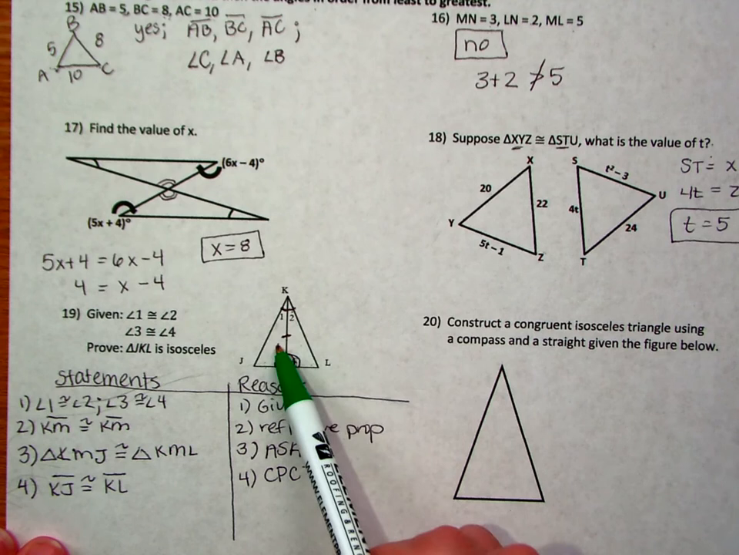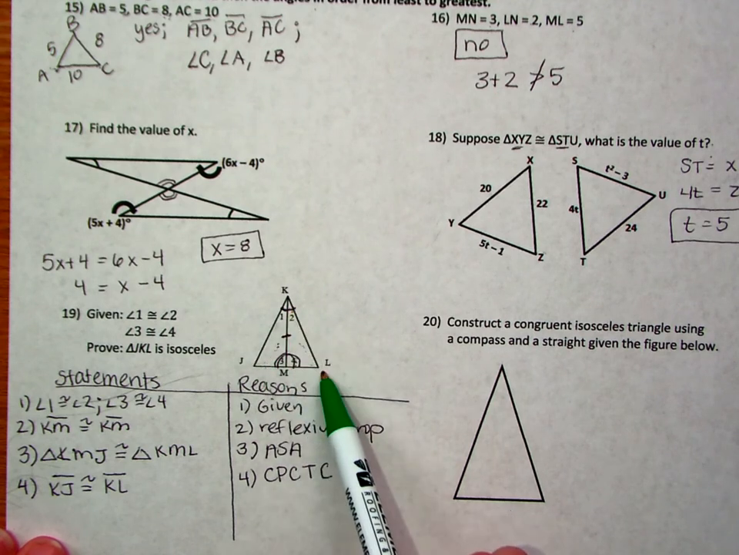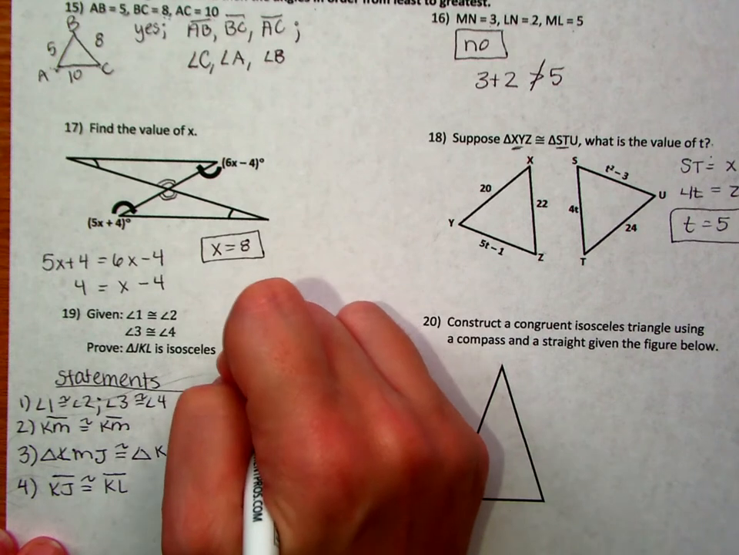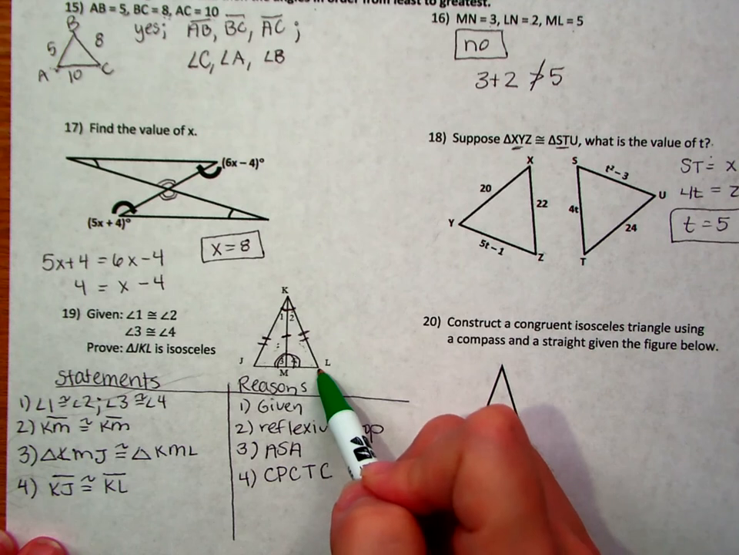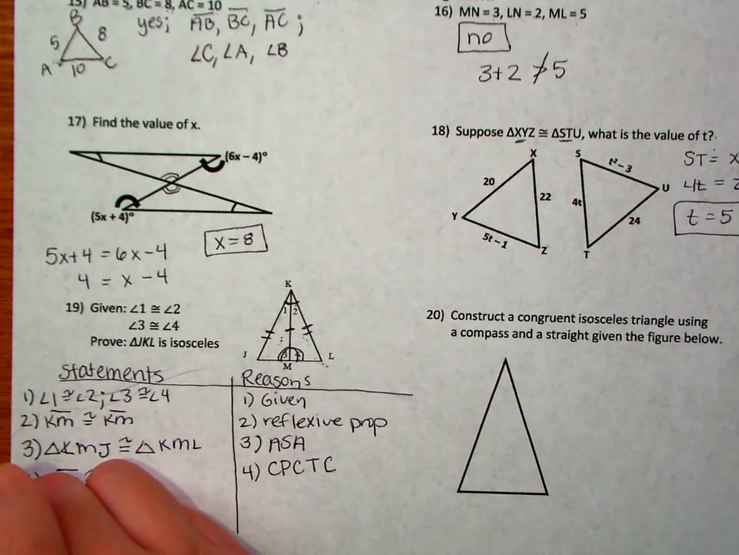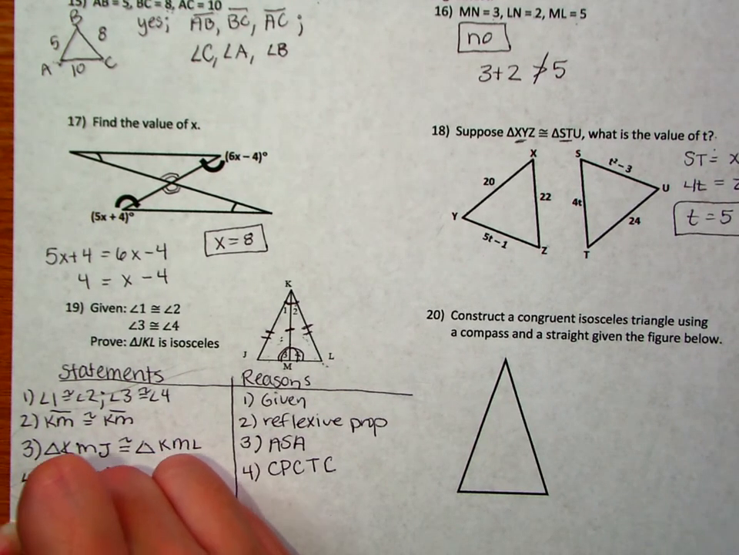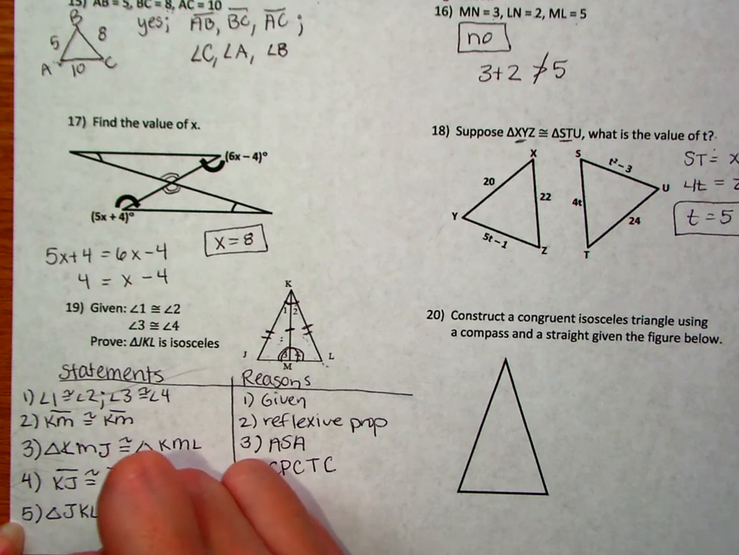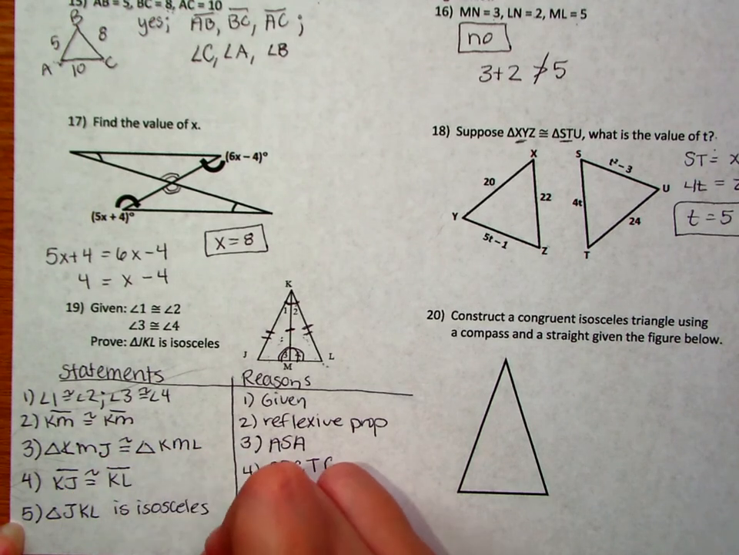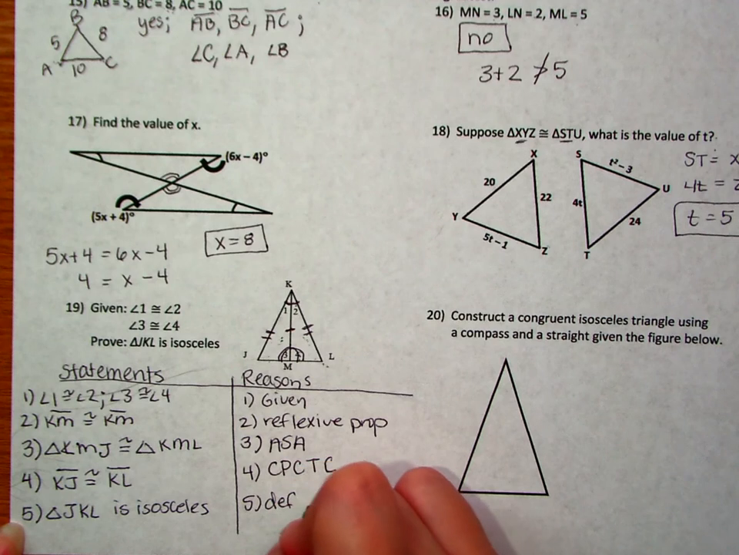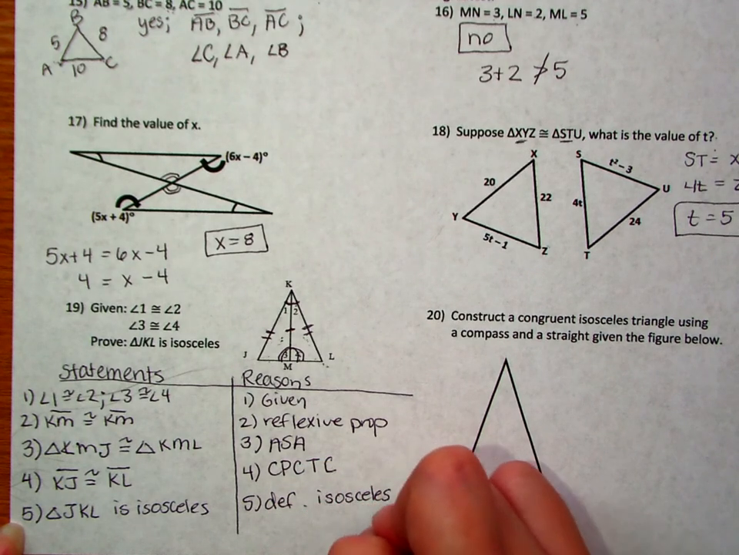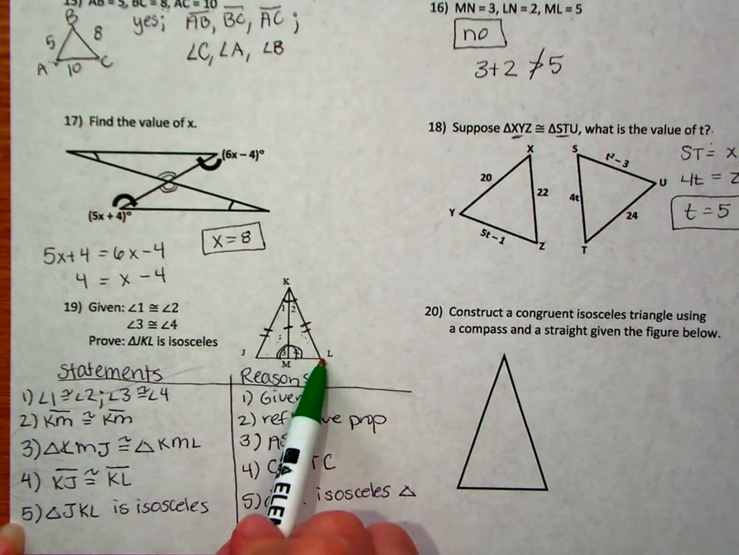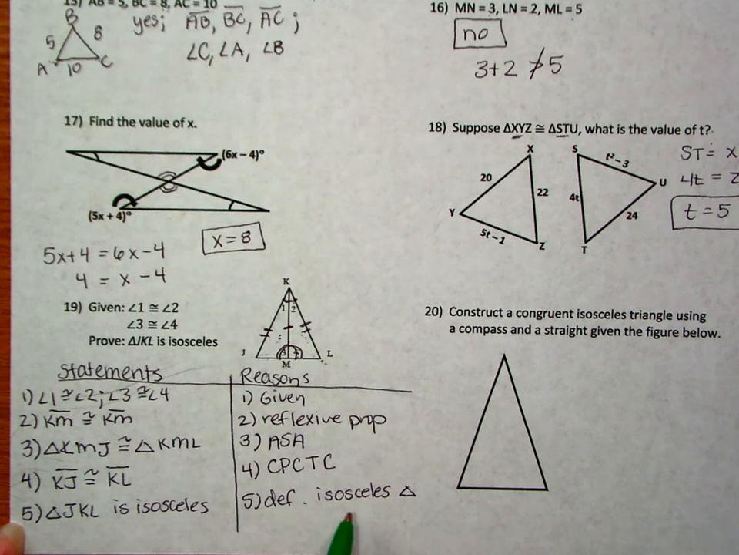What does that mean? Well, once I've proven that these two triangles are congruent, their corresponding parts can also be said to be congruent. So now I could say, hey, these two sides right here are congruent, and if they're congruent, what do I got? I've got an isosceles triangle. So number 5, triangle JKL is isosceles. And why can we say that? Well, that's the definition of isosceles triangle, which says that if you have two sides that are congruent, the triangle is isosceles.